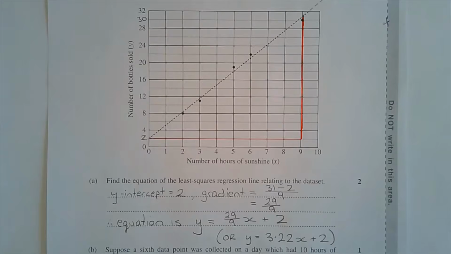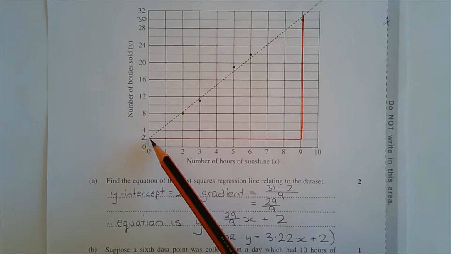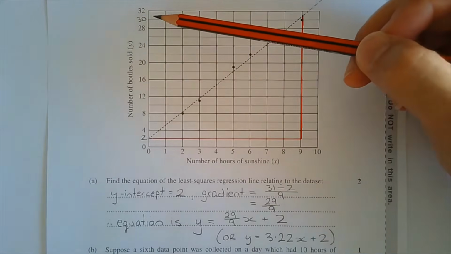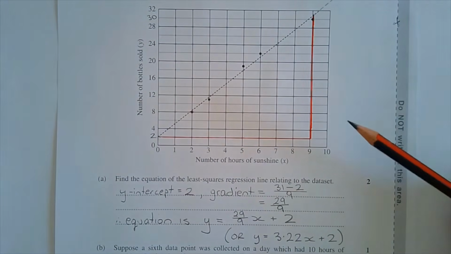To find the gradient, choose any 2 points and then apply the formula rise over run. Choose 2 points that are far enough apart from each other to give a reasonable estimate of the gradient. I've chosen the y-intercept here, and I've chosen this point here, which has a y-coordinate of approximately 31, somewhere halfway between 30 and 32, or close enough to.